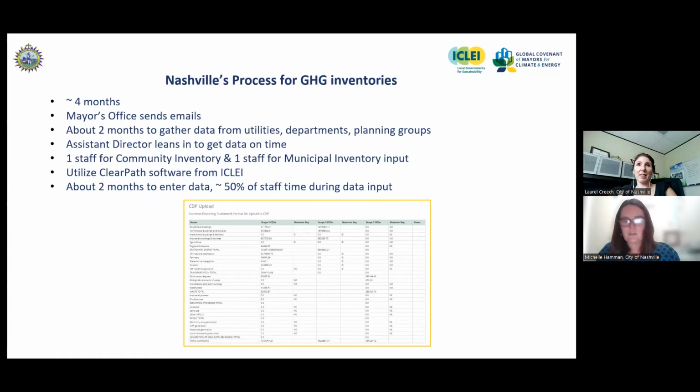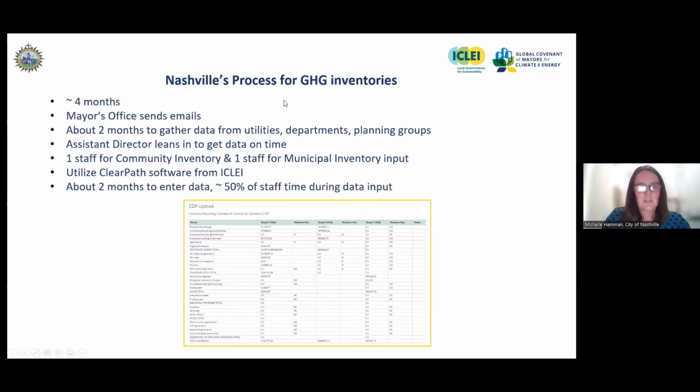I'd like to tell you a little bit about our process and how long it takes for our greenhouse gas inventories. It typically takes about 4 months from the time that we start till our inventory is done. The mayor's office typically sends the emails out to the different utilities, departments, and planning groups, and it takes about 2 months to gather the data. Our assistant director, Laurel, then leans in to make sure that we get all the data on time.